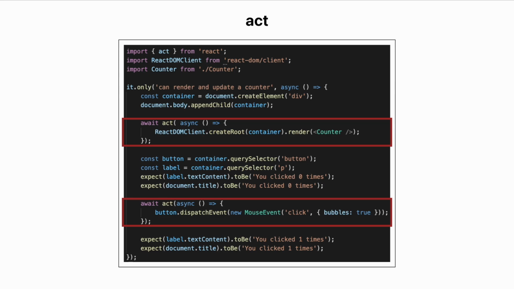Here is an example demonstrating the use of the act API. Here a container is created, then a component is rendered in that container. You will await the act call, passing an async function for rendering, to make sure the component is rendered. You can dispatch events in the same way and do any assertions.